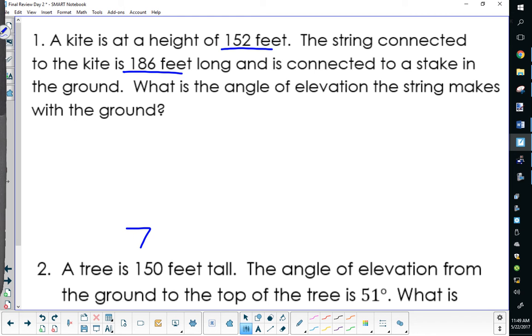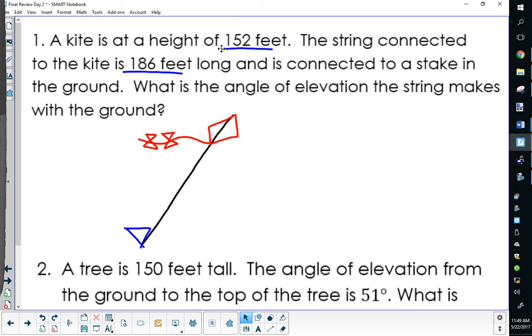So imagine the picture here. You've got a stake in the ground. You've got a kite. The kite isn't going straight ahead or straight above. The kite's at an angle. The wind's blowing it. Here's my kite. It's a nice kite. I had to make it pretty. There's my kite. It talks about it being a height of 152 feet.